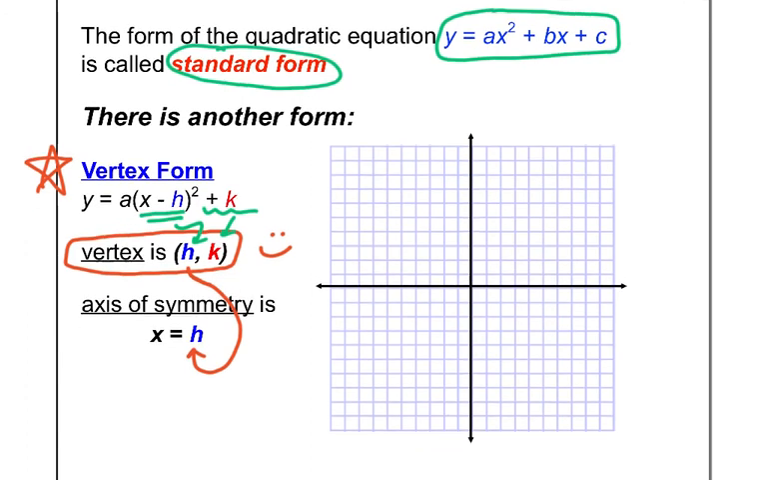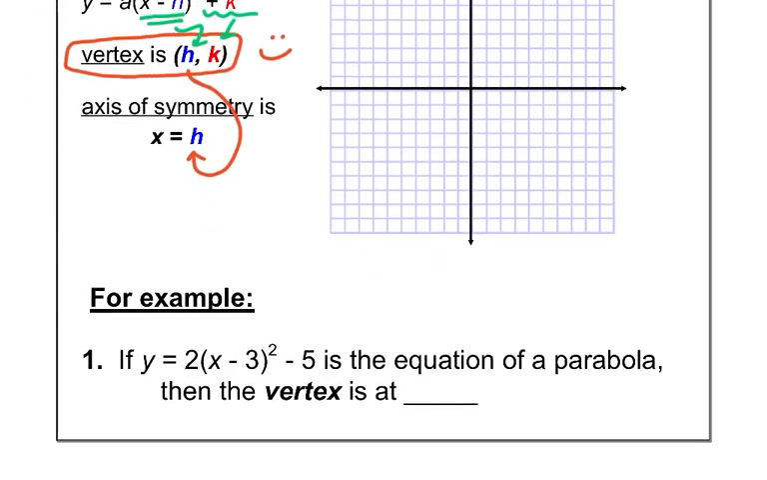All right. Shall we try one? For example, if this is y equals 2 parentheses x minus 3 squared minus 5. Now, it doesn't look like standard form. I don't see ax squared plus bx plus c. I do see a parenthesis squared, and that's usually a very good clue that this is in vertex form. Okay, so if this is supposed to be x minus h, your h value would be, well, let's see, it was x minus h. We would take positive 3.